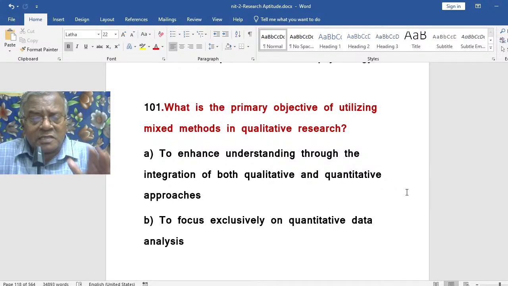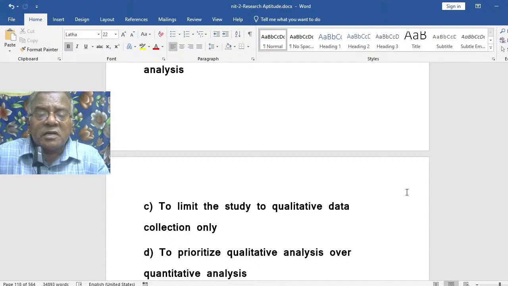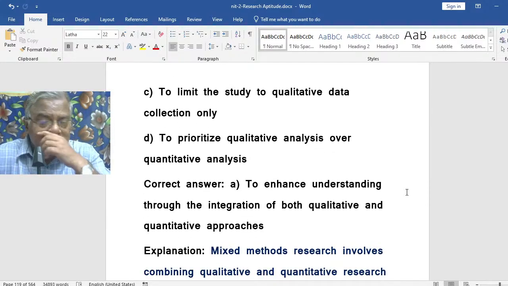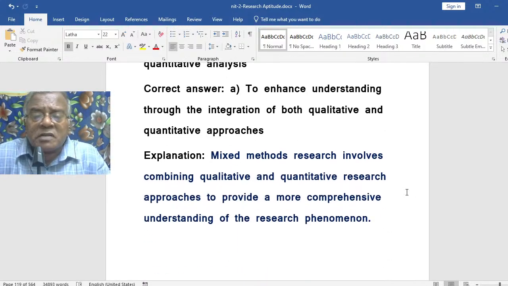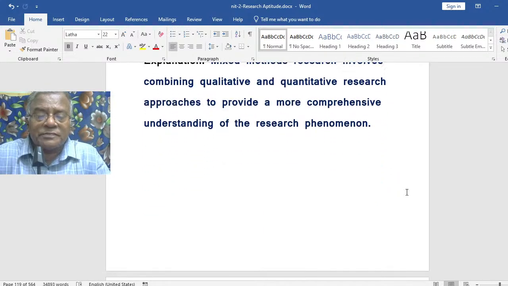Please see this concept very clearly. Once and for all, get it fixed in your mind. What is the primary objective of utilizing mixed methods in qualitative research? That is to enhance understanding through the integration of both qualitative and quantitative approaches. Mixed methods research involves combining qualitative and quantitative research approaches to provide a more comprehensive understanding of the research phenomenon. So I hope you understood this.